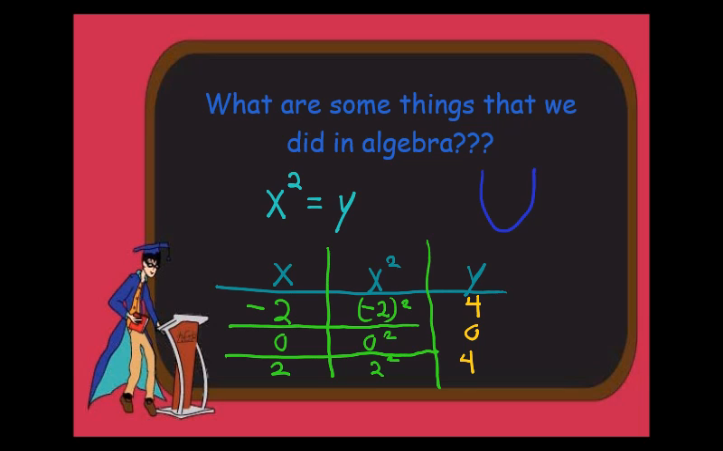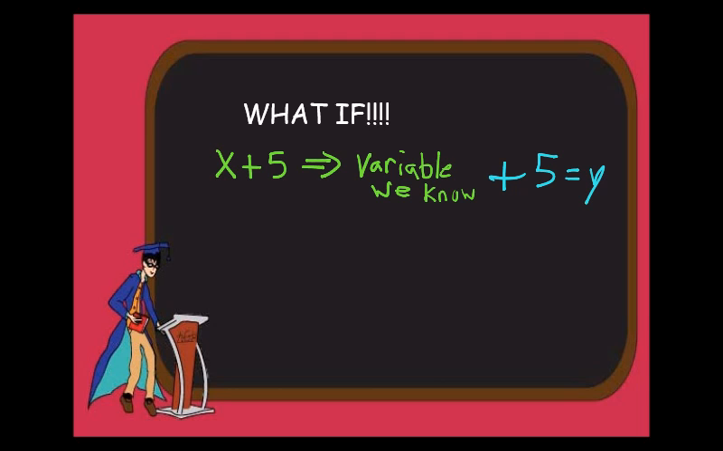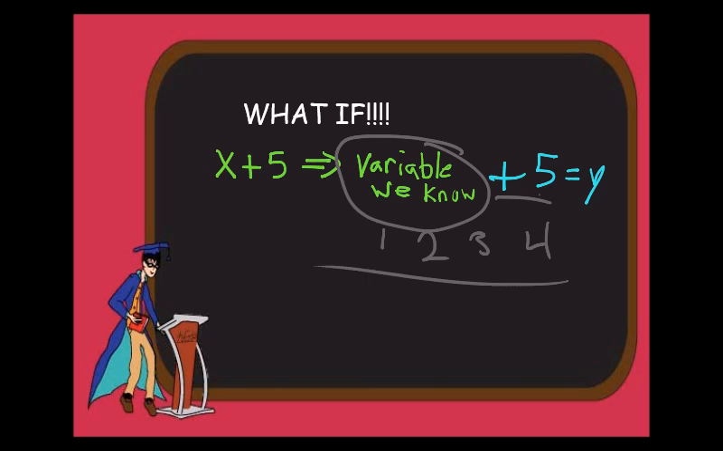So let's see here. Why in the world do we want algebra for statistics? It's for that programming. So what if I told you that x plus 5 is actually a variable that we know plus 5? Okay, that's true. So what I'm telling you here is that I'm going to give you a series of numbers like 1, 2, 3, 4, yada, yada, yada. And I want you to add 5 to each of them really quickly.